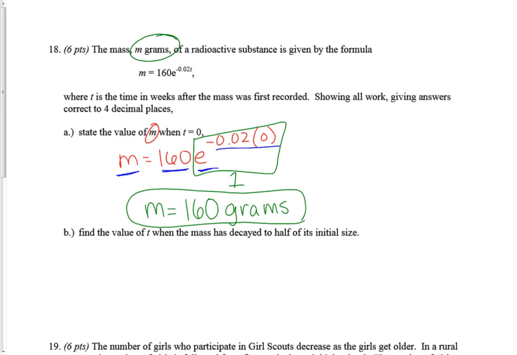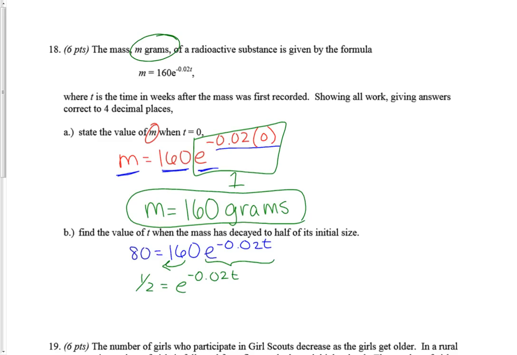Well, half of its initial size would be 80, so I can plug in 80 for m, and the right side of my equation is just staying the same as it was in the original problem. Now I need to get the exponential by itself. So I'm trying to get this by itself. I need to divide by the 160. When I move it over, I would have 1/2 on the left, and that should make sense because I was trying to get to half of what I started with.